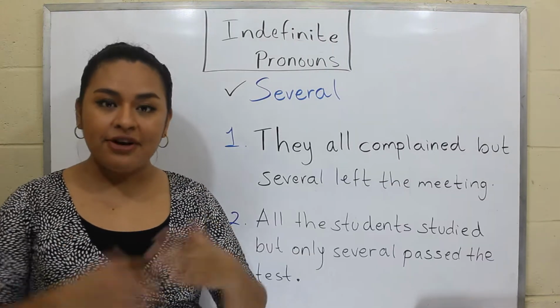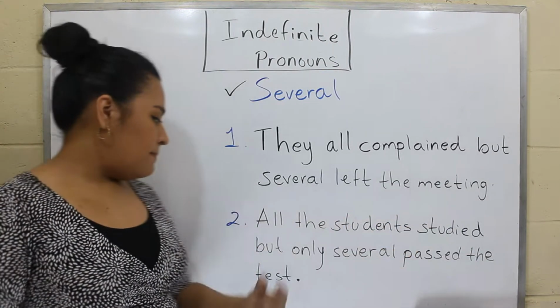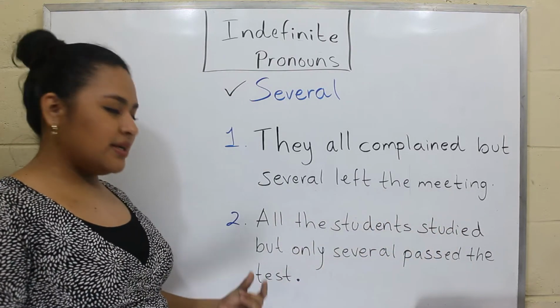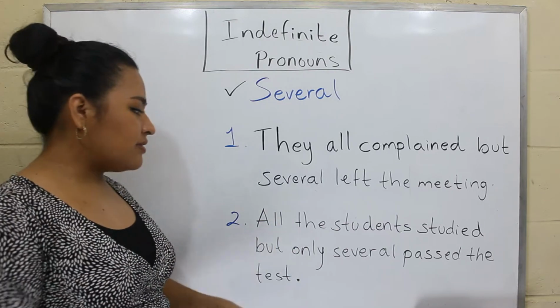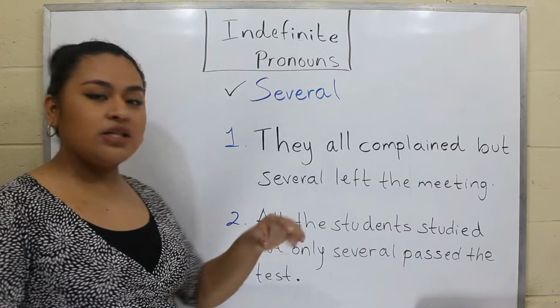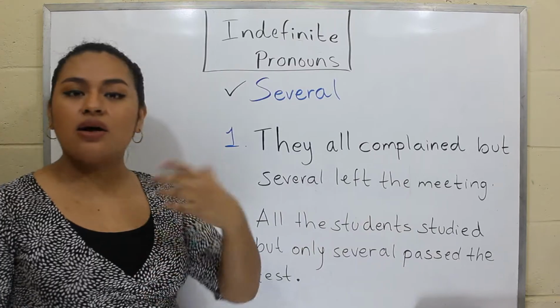And here we have another example. All the students studied, but only several passed the test. So from this example, we can infer that from all the students that studied for the test, only 2 or more than 2 passed the test. Not all of them.